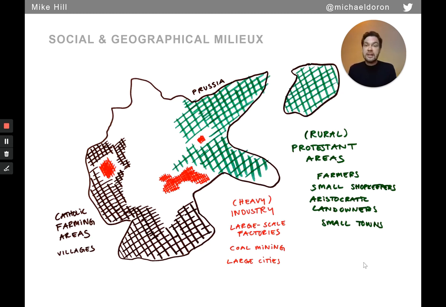By contrast, in the west and southwest of Germany, we have these large Catholic farming areas, which is a world of villages all structured around the Catholic Church. And in the northeast, we have Prussia and other large Protestant rural areas, and in particular this area here of East Prussia, which is completely cut off from the rest of Germany.